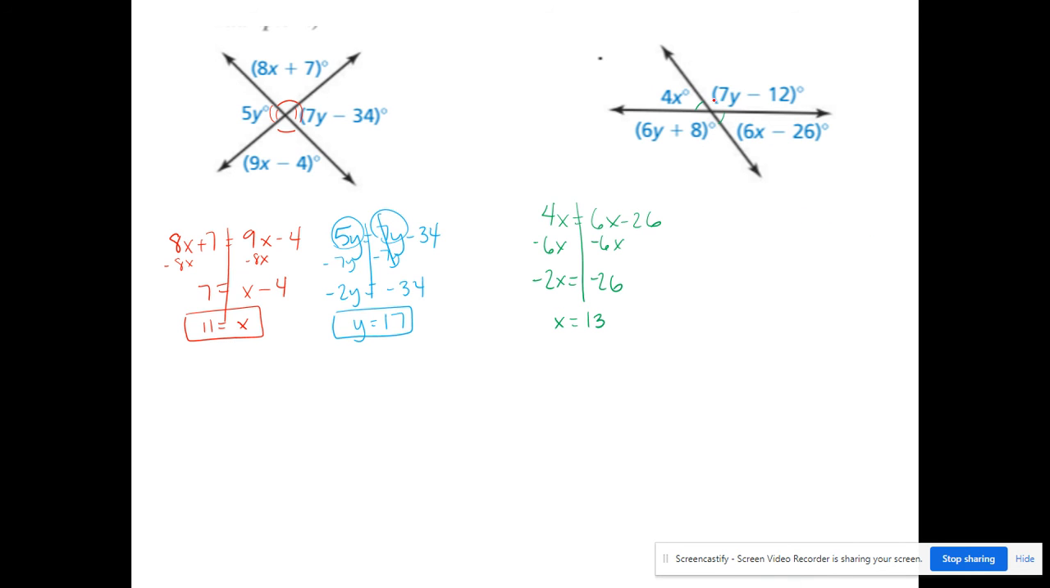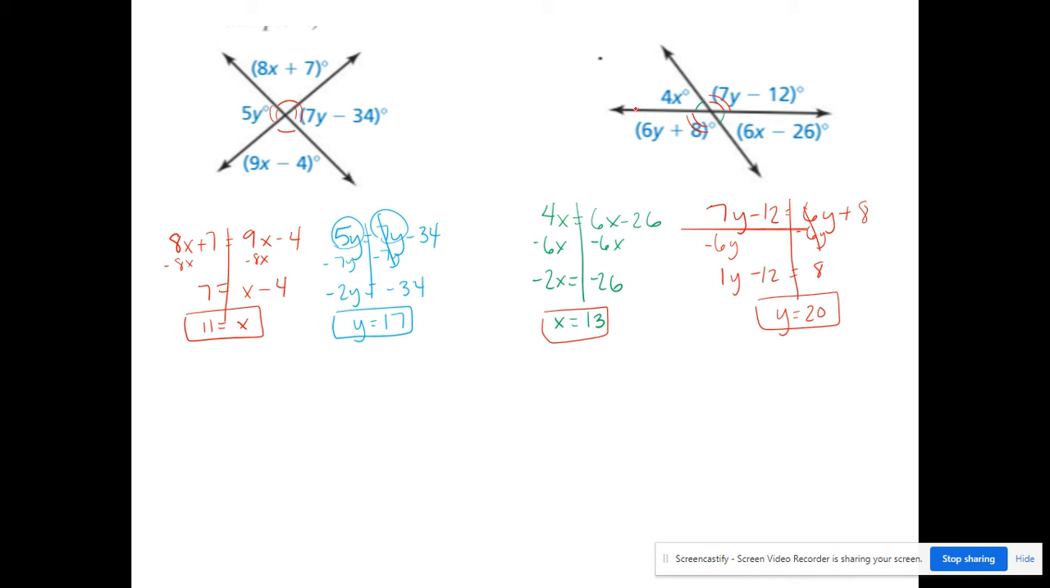All right, so now these are vertical angles this direction. So I have 7y minus 12 equals 6y plus 8. This time I will pick on the little guy. So I'm going to subtract 6y. And so I've got 1y minus 12 equals 8. I'm going to add 12 to both sides. So y is equal to 20. So those are my two answers.